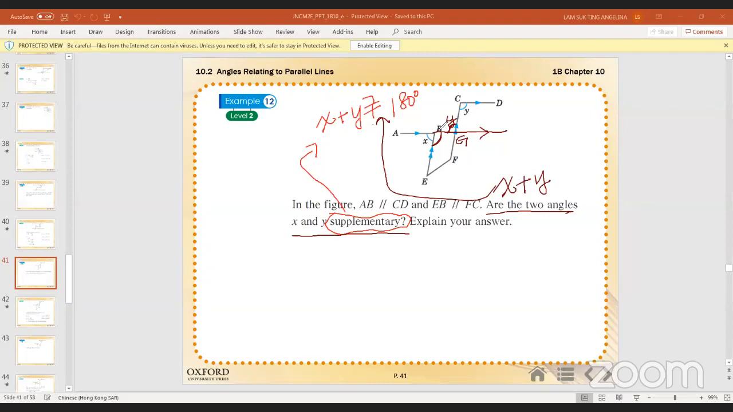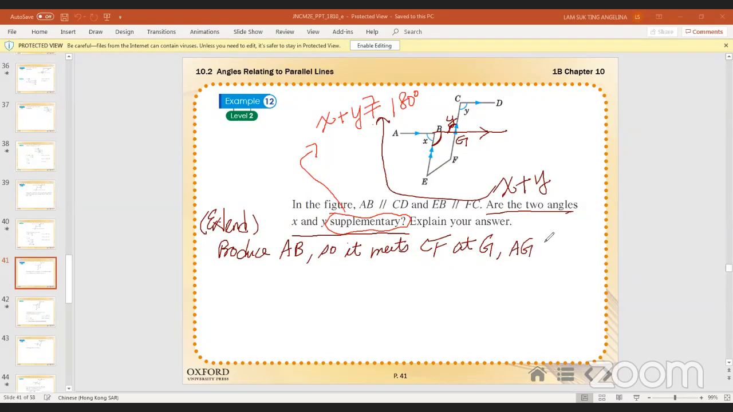Now first, I need to write down, I produce or extend AB so it meets CF at G. Okay, and if you want to tell people more clearly, you can say that AG, after the extension, is parallel to CD.